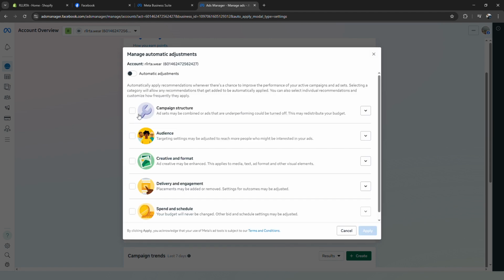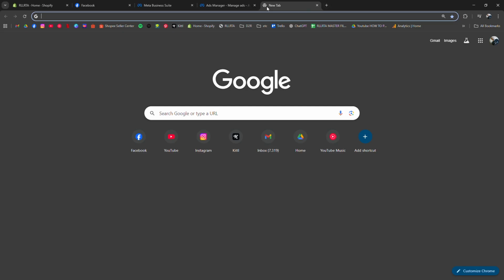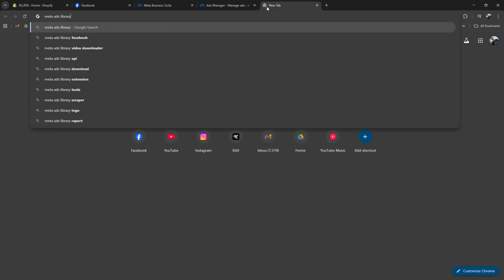Or find what's really working. You can check ad libraries like Meta Ads Library or use tools like AdSpy to study successful campaigns.